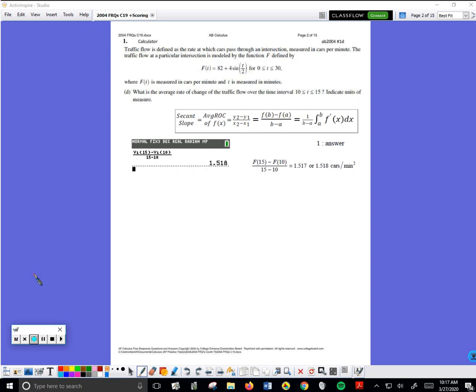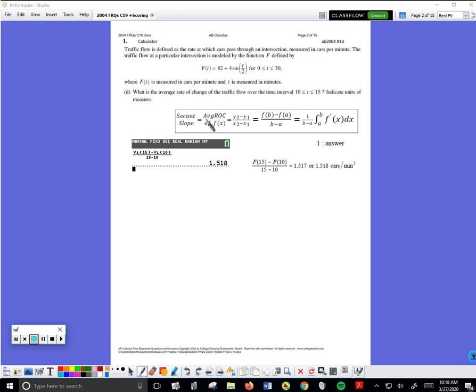So same FRQ, new question. What is the average rate of change? Keywords there are, it's not saying average rate, it says average rate of change of the traffic flow. What is the average rate of change of the traffic flow over the time interval 10 to 15? So they want to know, on average, how is the traffic flow changing during this time period?